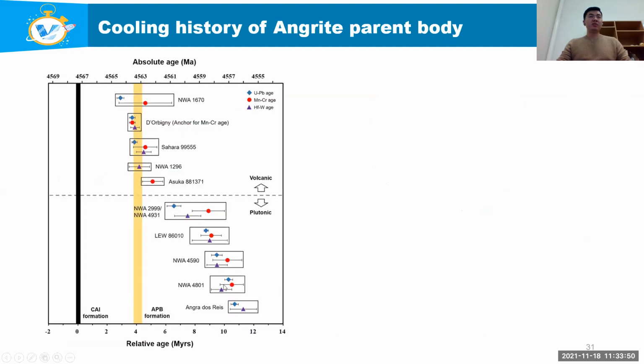And in this figure we also compared all the internal isochron ages. The blue diamonds are uranium lead ages, the red circles are manganese chromium ages, and the purple triangles are hafnium tungsten ages. And the Angrite parent body formation is represented by my bulk isochron age, here is the orange bar.